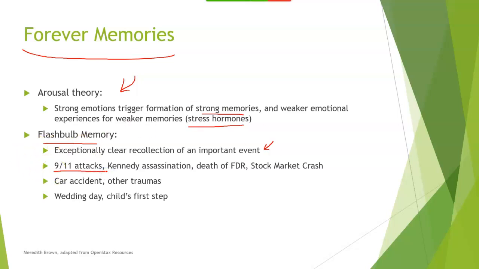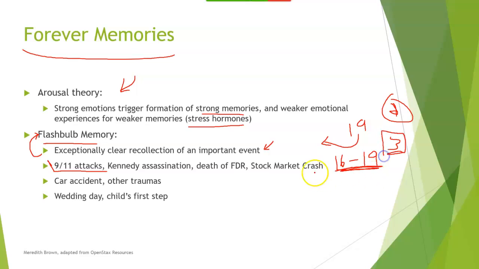When I first started teaching, 9/11 was the big flashbulb memory example because everyone I was teaching remembered where they were. But now, guess what? I have 16 to 19-year-olds to whom this is history. If you are 19 or younger, this is history to you. You were 1 or 2 years old when this happened. Maybe a 3-year-old might remember, but anything younger than 3, and we'll learn about that later in another chapter with development, you're not going to remember it. So this is history to you.